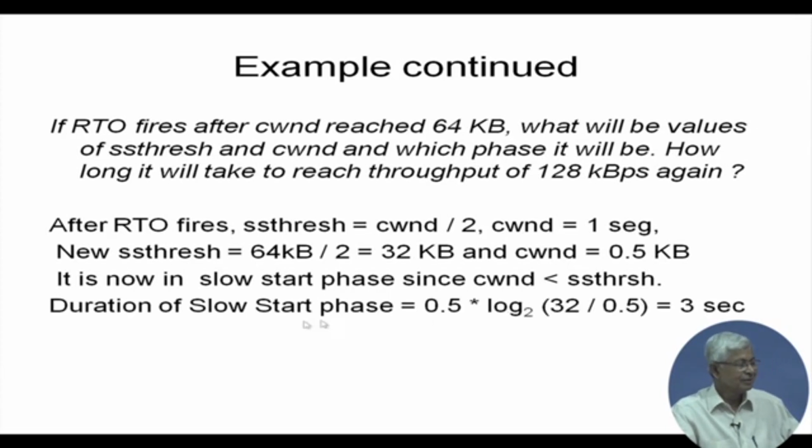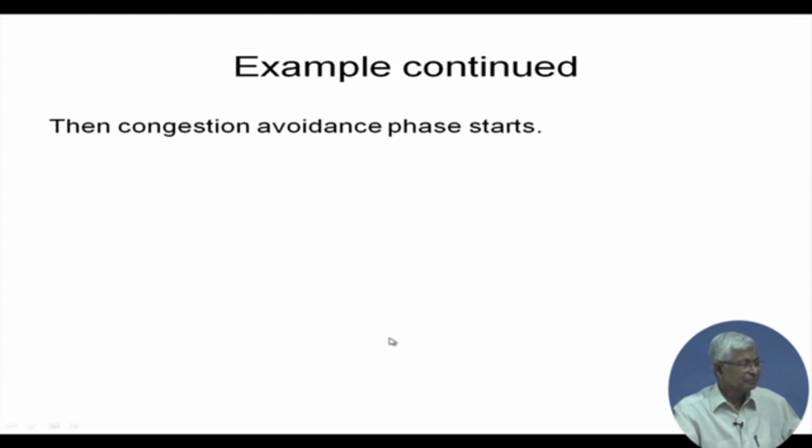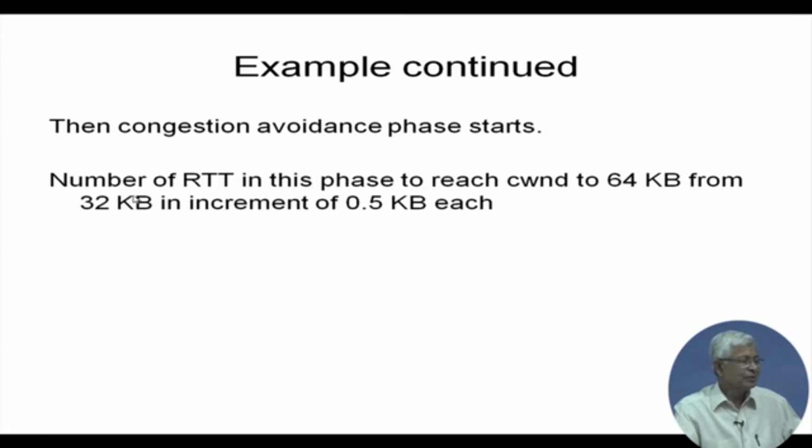So the duration of this phase will again be 0.5 times log base 2 of, now, 32 kilobytes by 0.5, that is equal to 3 seconds. This time it will be 3 seconds. Then the congestion avoidance phase starts. So, the number of RTTs in this phase to reach a CWND of 64 kilobytes from 32 kilobytes, in increments of 0.5 kilobyte each, it is a linear growth.